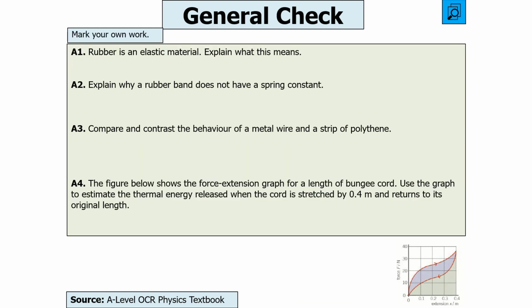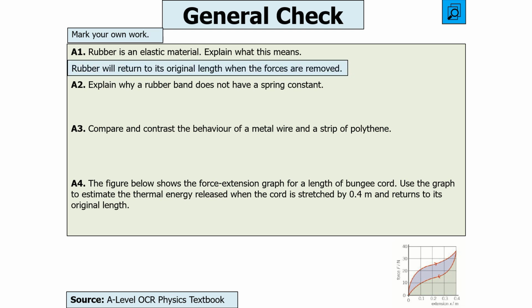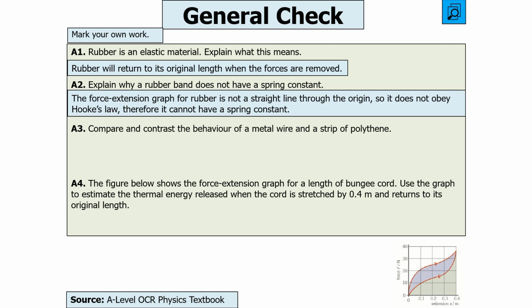Right, so you've got to know what the definition of elastic is. Elastic is when an object will return to its original length when the extending forces acting upon it are removed. Now, rubber will not have a spring constant because the force extension graph for rubber will not have a straight line through the origin section. It won't obey Hooke's law, so therefore it can't have a spring constant because there's no straight line section. That's the only time you can get a spring constant.